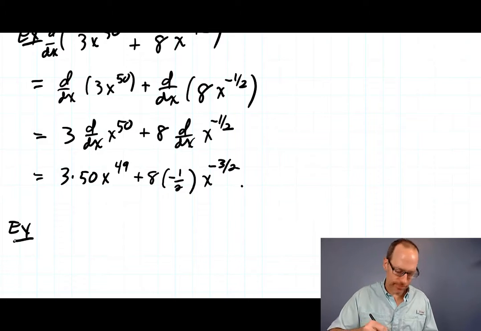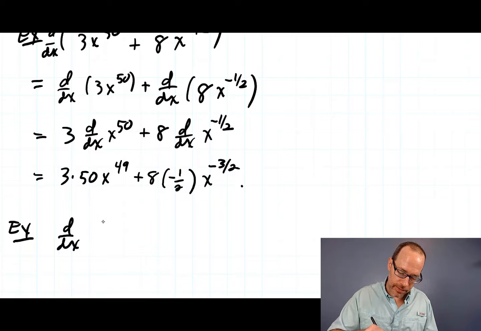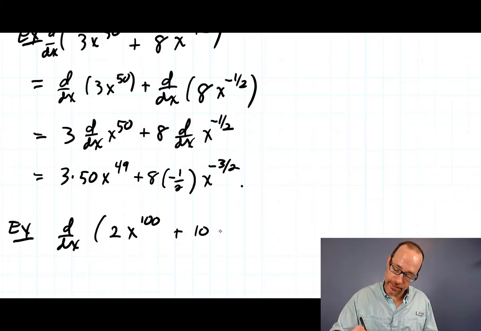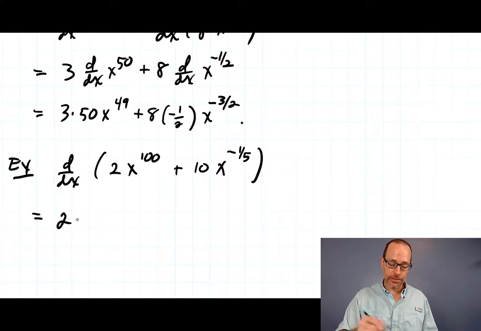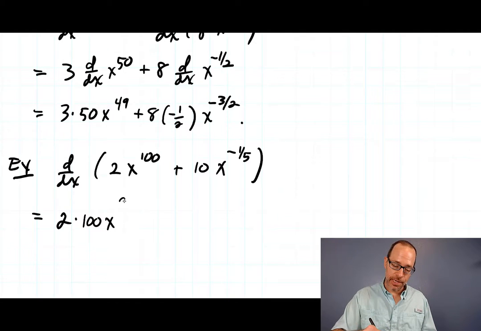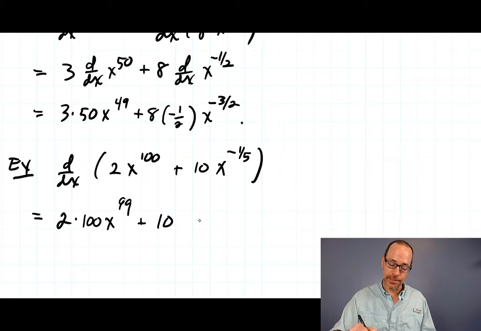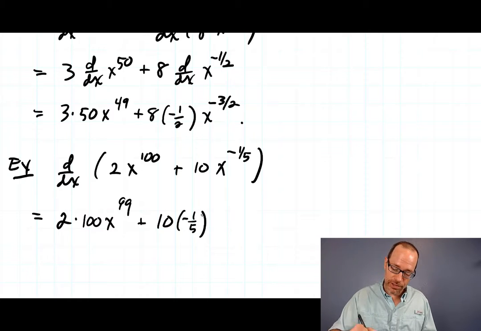All right, let's try another example. Let's do the derivative of 2x to the 100th plus 10x to the minus 1/5. All right, so the constants pull out, 2, and then you have to take the derivative of x to the 100th, so that's 100 x to the 99. We subtracted 1 from it. And then the 10 pulls out, because it's a constant, and you take the derivative of x to the minus 1/5, so the minus 1/5 pulls out, and then you have to subtract 1 from that, so you get minus 6/5. And there you go.